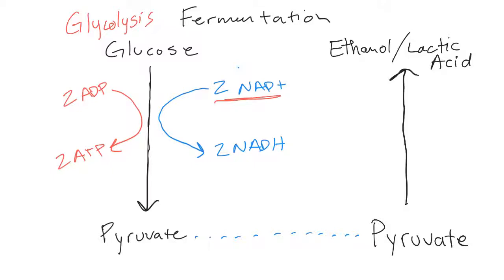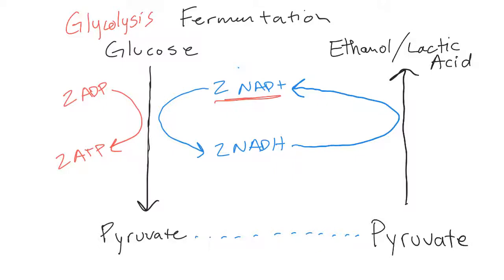Okay? But the purpose of this is, in the process of converting pyruvate into lactic acid or ethanol, you oxidize NADH back into NAD+. So now you have NAD+ available for glycolysis to continue. You don't get any ATP out of the fermentation side, but you regenerate NAD+ so that you can keep on doing glycolysis.